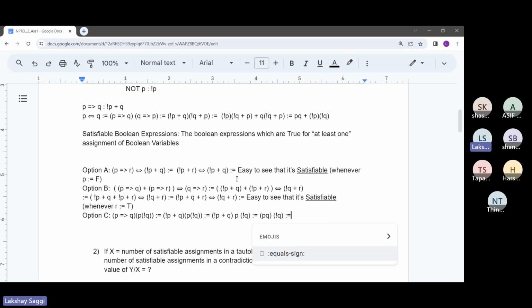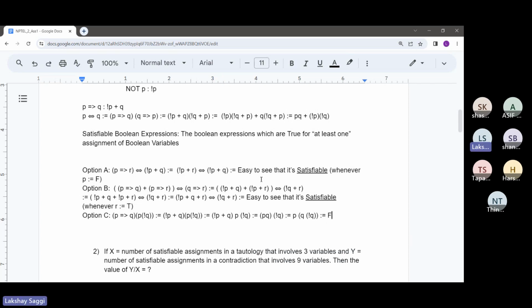Let me just write it down a bit more. So this will be p times q times not q. And since this q times not q will always be false, irrespective of the value of p, like even if p is true or p is false, anything ANDed with false is always false. I hope you guys remember this. So since this expression evaluates to false, any value of p times false will always result in false. So it is actually equivalent to false.